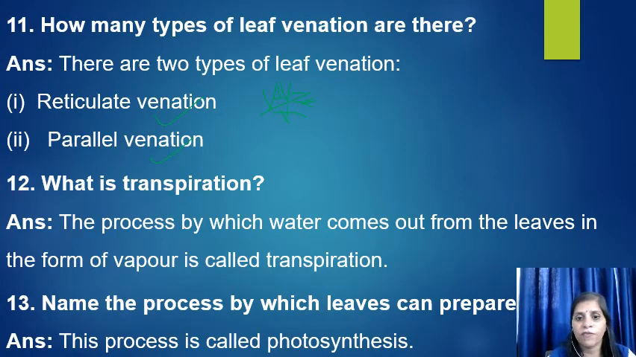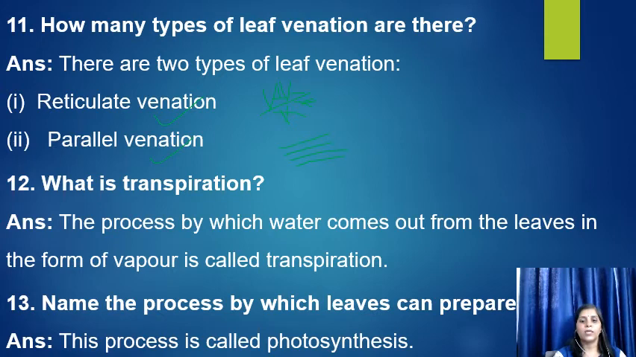But in parallel venation, the veins are parallel to each other. They are not crossing each other. They are not making a net-like structure. That venation is known as parallel venation.